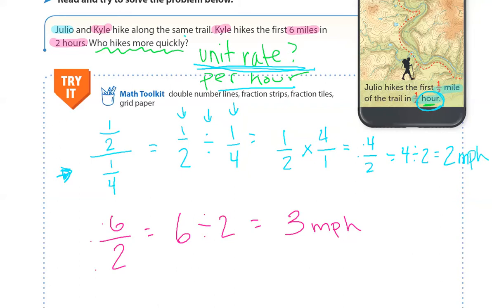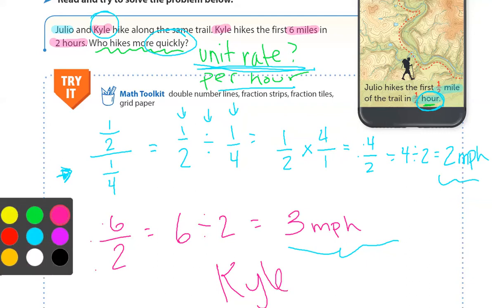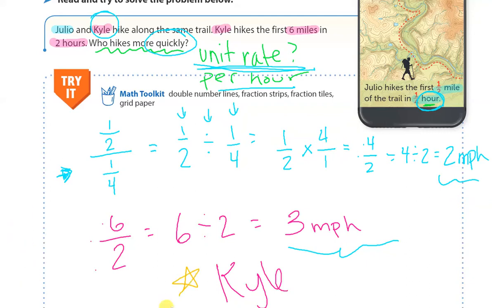So who is hiking more quickly? Well, 3 miles per hour is greater than 2 miles per hour, and that would be our buddy Kyle up here. So Kyle gets the gold star for hiking quickly, if that's the goal.